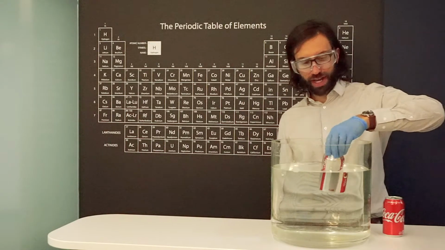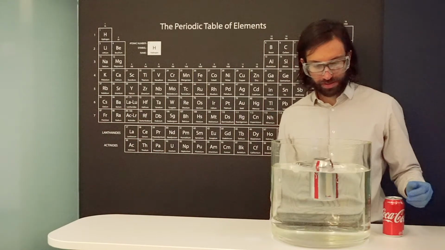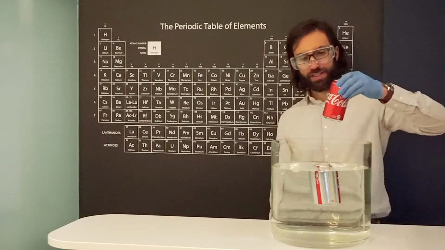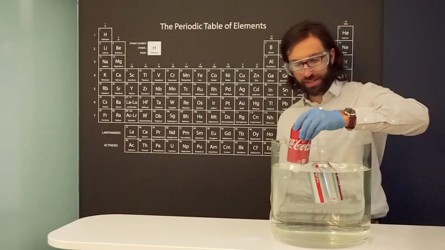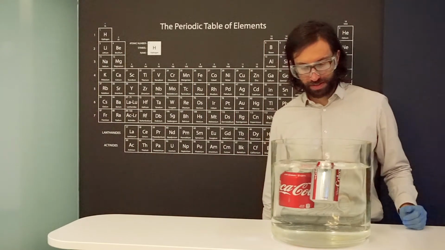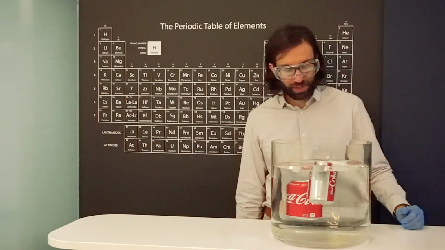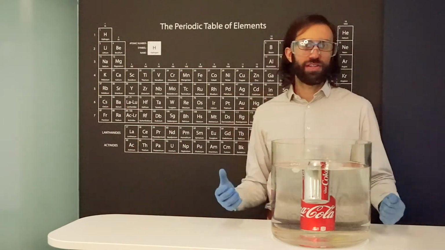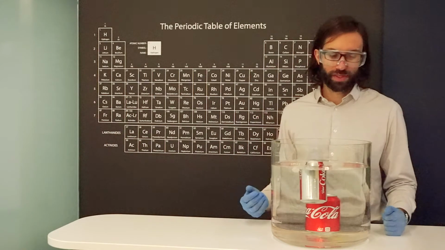This is a Diet Coke can. Bouncing around, but clearly floating. And now a regular Coke can. So it's sinking. So why are these two so different?